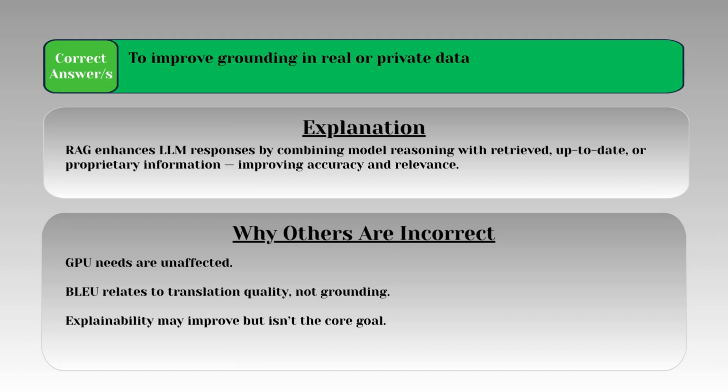Why others are incorrect: GPU needs are unaffected. BLEU relates to translation quality, not grounding. Explainability may improve but isn't the core goal.